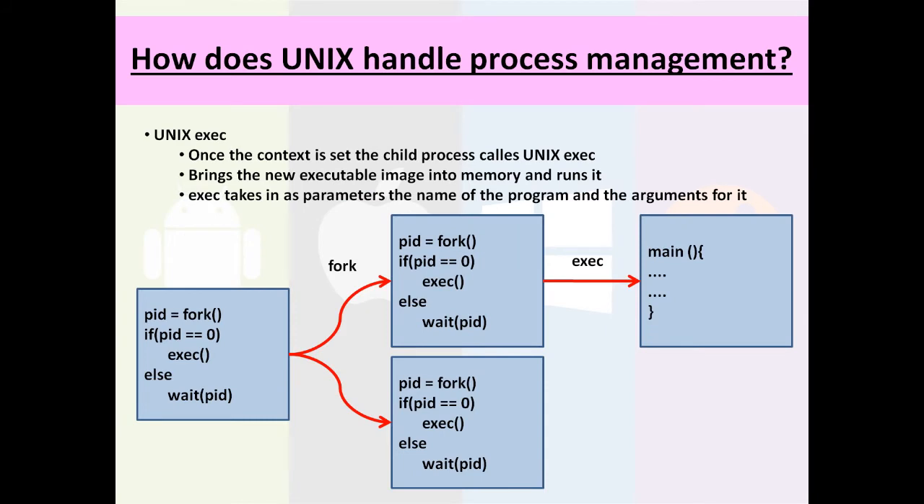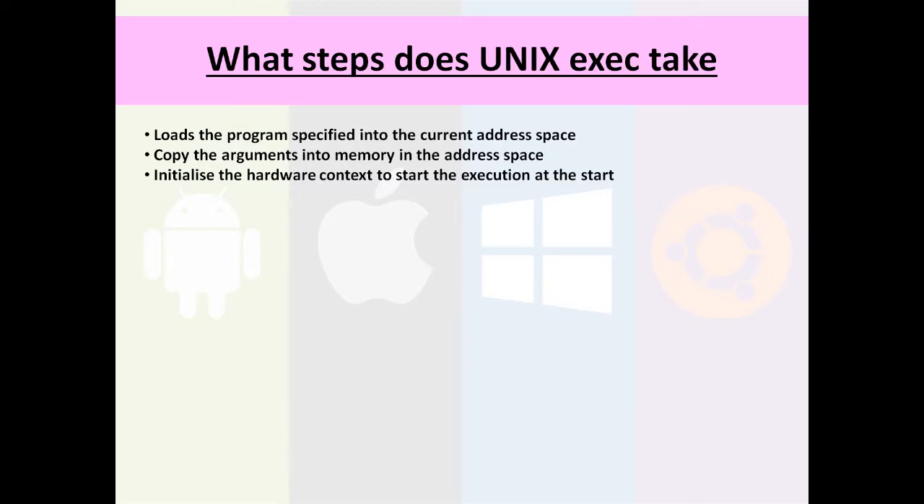Now, like I alluded to before, there are these other two components, the exec and the wait. So what is Unix exec? Once the context is set up, the child process calls the Unix exec command, and this brings the new executable image into memory and runs it. It takes in as parameters the name of the program and the arguments for it. So this actually executes that process that you've now created.